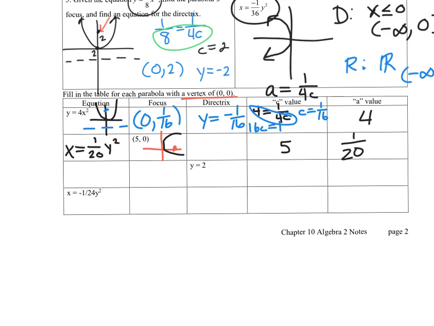And the last thing I didn't do yet is the directrix. The directrix is this vertical line, because it's vertical if the parabola is going left and right. And if this distance right here is 5, then this vertical line must be x equals negative 5.